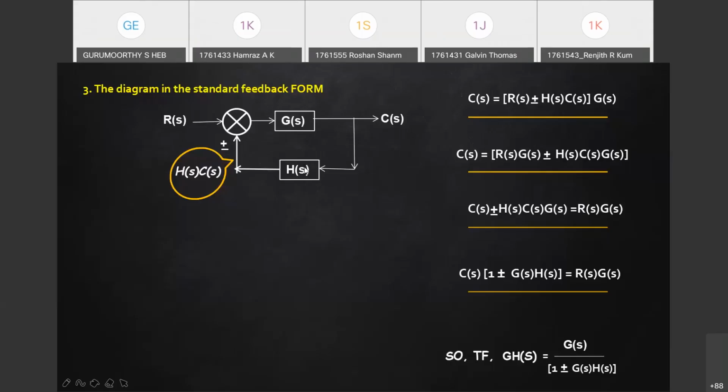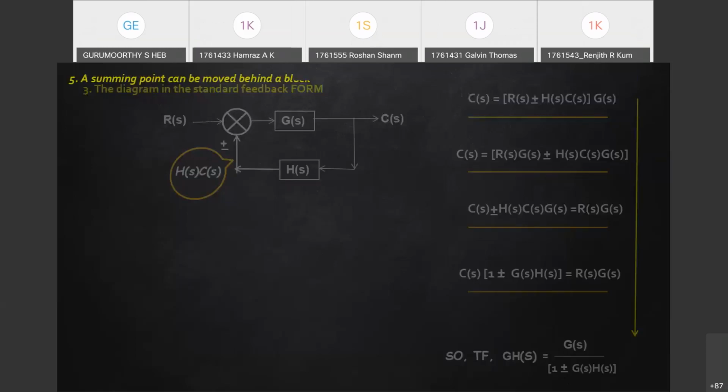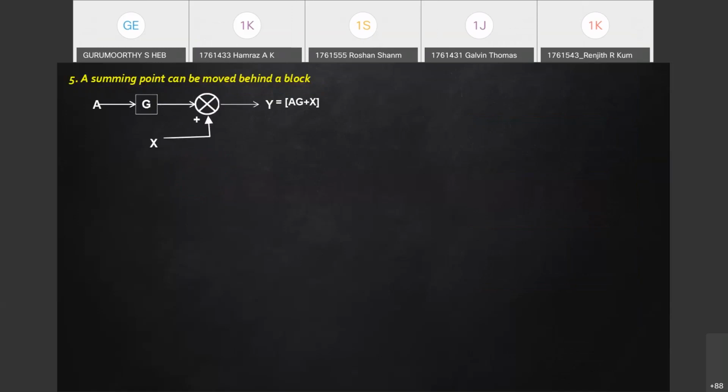So here, plus means you have to take minus here. Here, minus means you have to take plus here. So please note that, no confusion there. And this is not enough to completely reduce the block diagram.